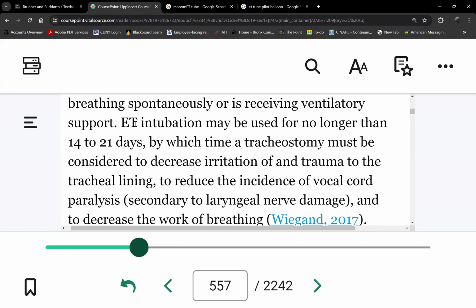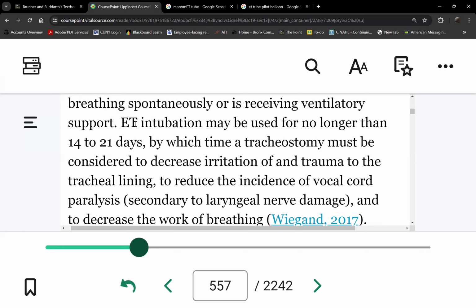Once we have a tracheostomy, then we don't need to sedate this patient. No more sedation. Can they talk? Well, yes, they can, or at least communicate. They're awake because you take them off sedation. So they can communicate with you and tell you what's wrong.